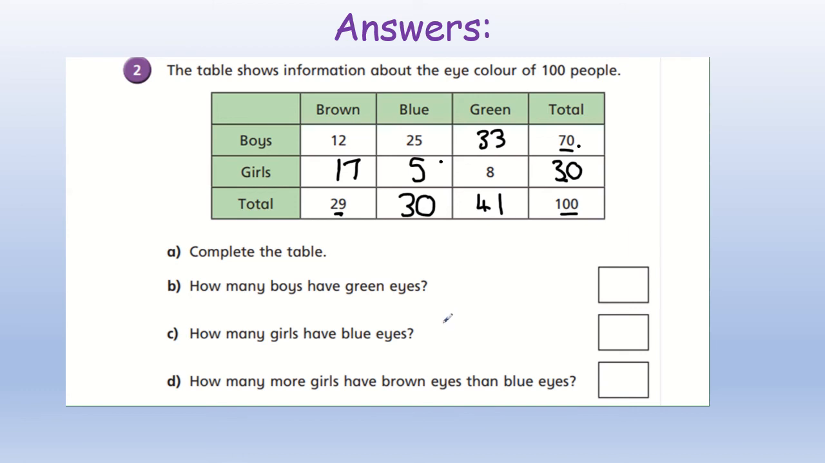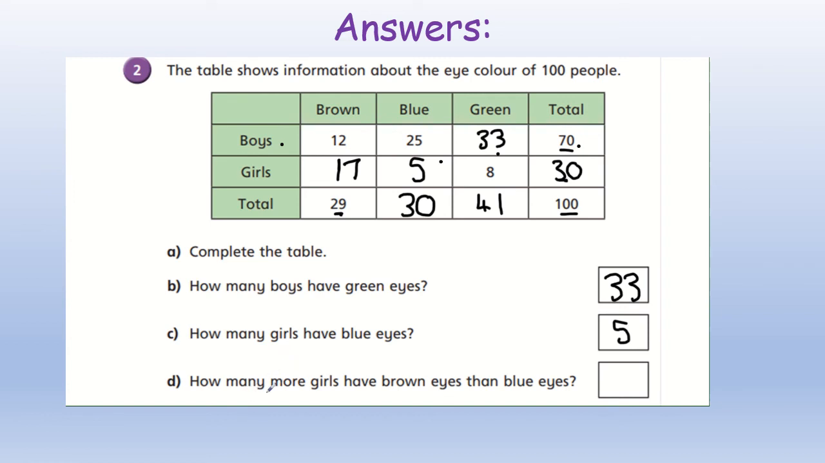If you did, answering these questions should be easy. How many boys have green eyes? We look for our boys, we go across to green eyes, and you should know that there were 33. How many girls have blue eyes? Girls, blue. There were 5 blue-eyed girls.